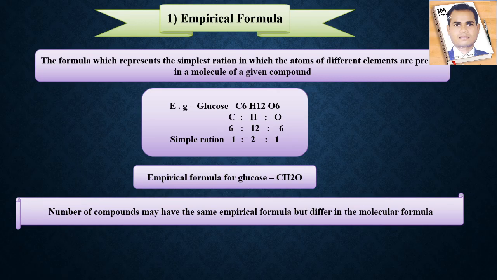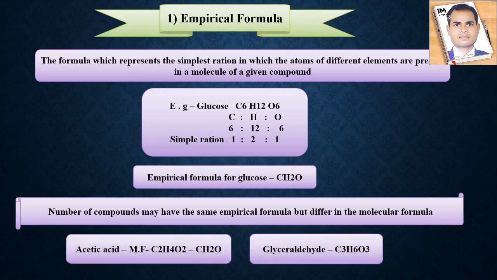The empirical formula for glucose: those numbers denote the number of elements. So the 1 will be carbon, the 2 will be hydrogen, and the 1 will again be oxygen. So we write the simple ratio. So CH2O is the empirical formula for glucose. A number of compounds may have the same empirical formula but differ in the molecular formula. So some compounds have the same empirical formula but different molecular formulas.